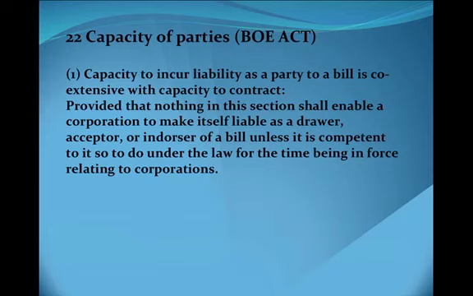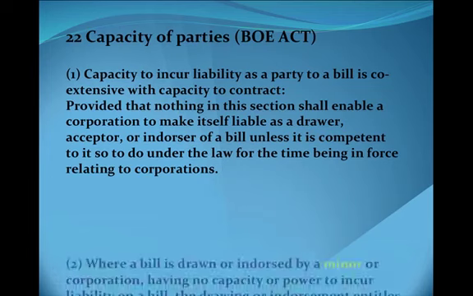Capacity of parties. Now, capacity to incur liability as a party to a bill is coextensive with capacity to contract. So in other words, you must be an adult. Provided that nothing in this section shall enable a corporation to make itself liable as a drawer, acceptor, or endorser of a bill, unless it is competent to do so under the law for the time being in force relating to corporations. Now, as we are a corporation or dead at law, we are not really competent.